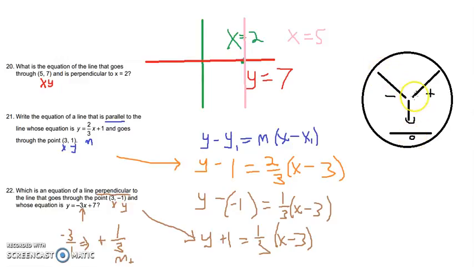Negative line goes down, positive line goes up, undefined is straight up and down, 0 slope is left and right. You probably already knew these two, but I just want to re-emphasize the undefined and 0. This is how you remember that. If you need to draw Mr. Slope on your page, do so.